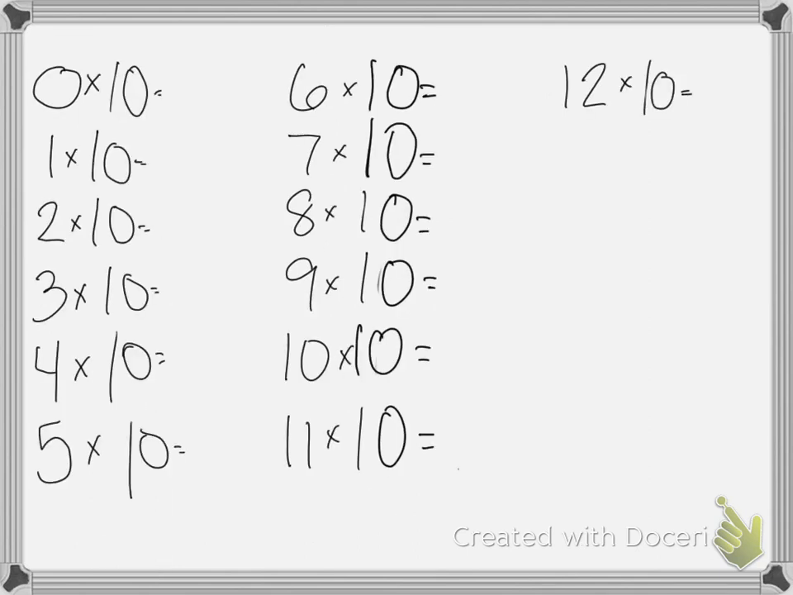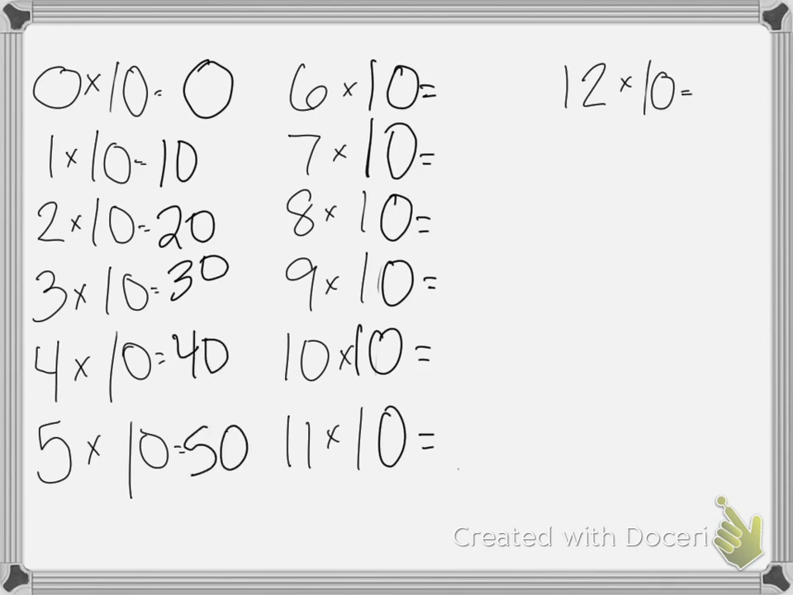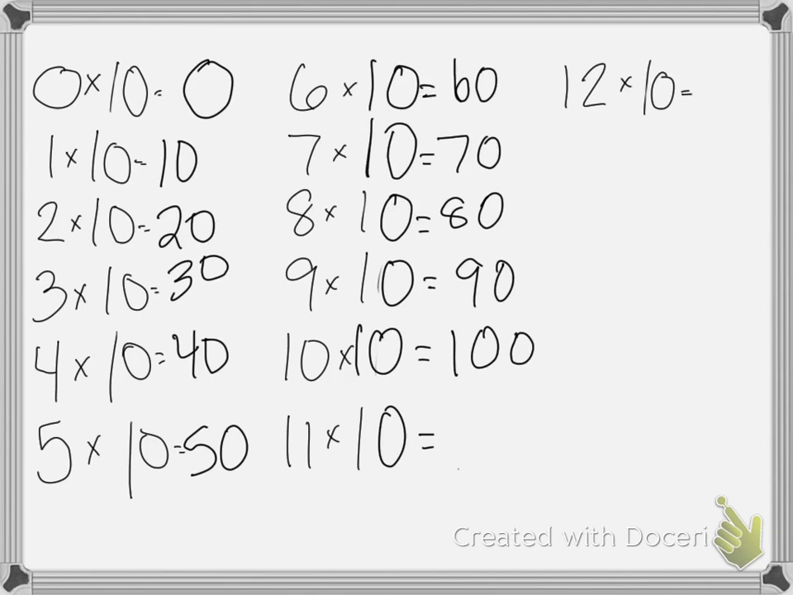All right. Okay, so let's do the same thing for the tens place. 0 groups of 10 is 0. 1 group of 10 is 10. 2 groups of 10 is 20. 3 groups of 10 is 30. Continuing in the same way, up to 10 groups of 10 is 100. 11 groups of 10 is 110. And 12 groups of 10 is 120.